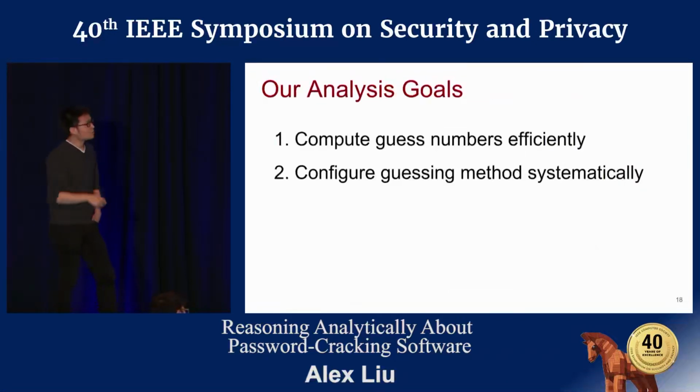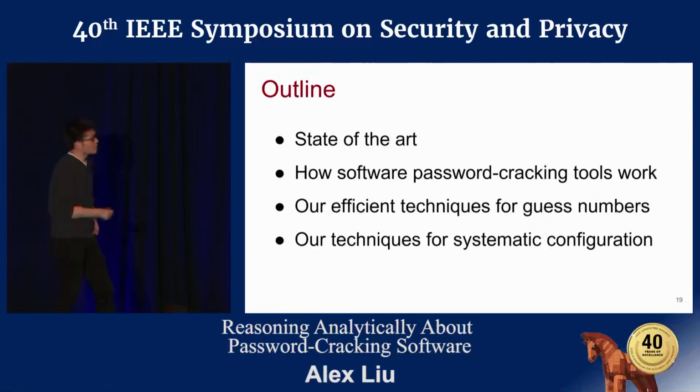So this leads to our analysis goals of getting the guess count for software tools. First, we want the process to be efficient. And second, as I'll tell you later, the software tools require some detailed configuration, so we want a systematic and scientific process for configuring these tools. And first, I'll introduce what is the state of the art.